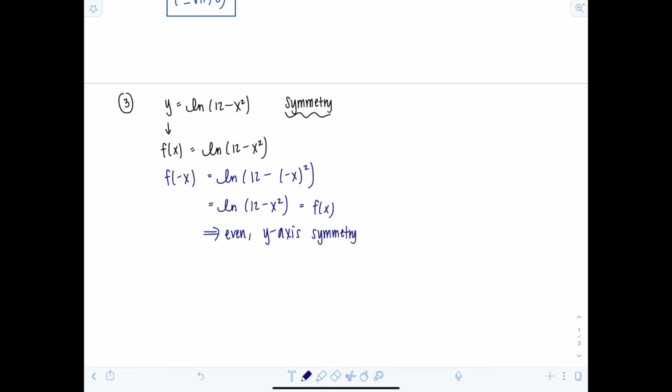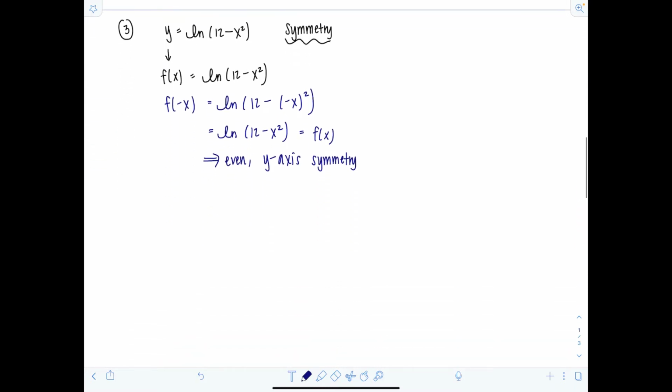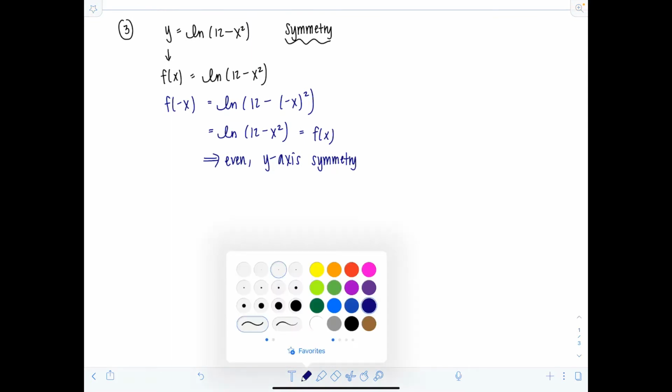And it makes sense too, because look at it, we already figured out the intercepts were at plus or minus rad 11, comma 0. So it seems like things are already going to be symmetric about the y-axis. Indeed, they are. So it can save us time. We know exactly one half of the graph is going to be a mirror image of the other half over the y-axis.